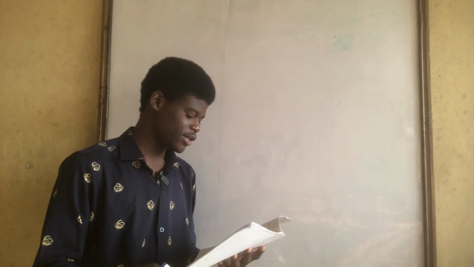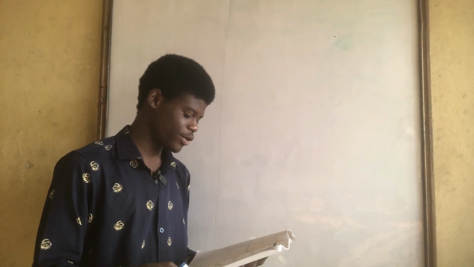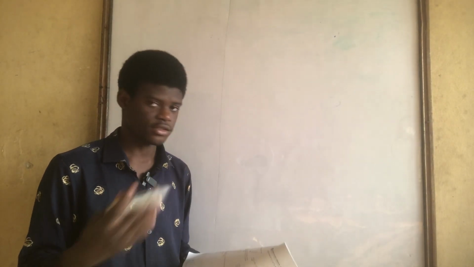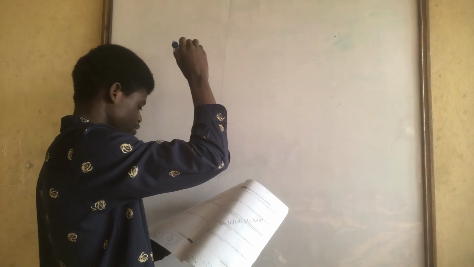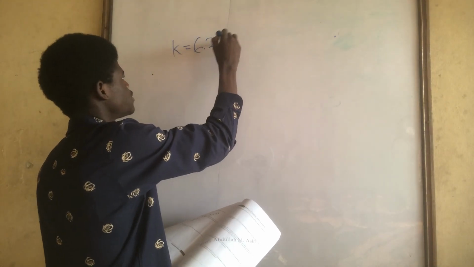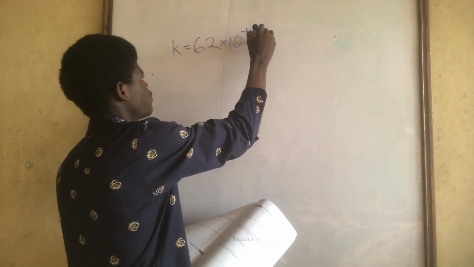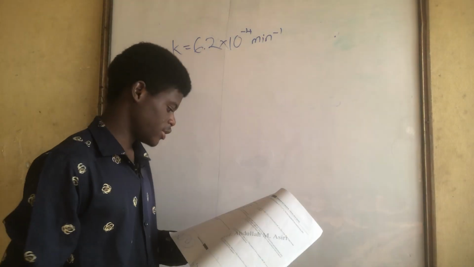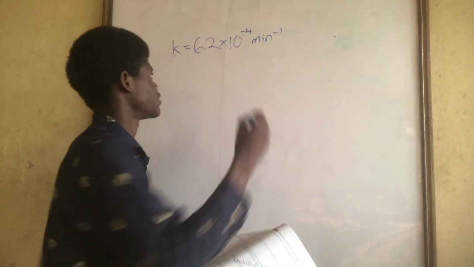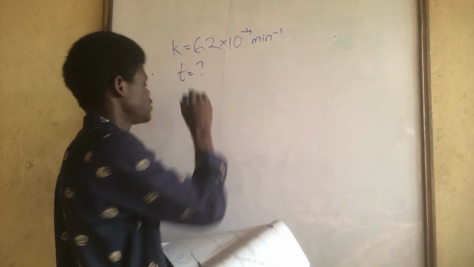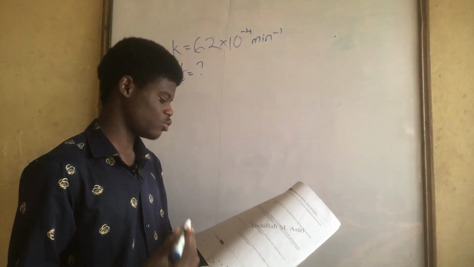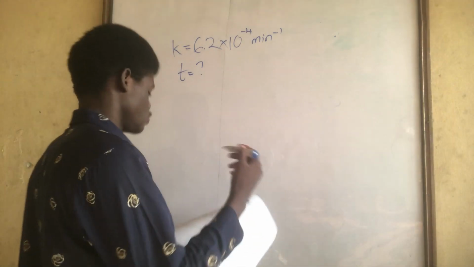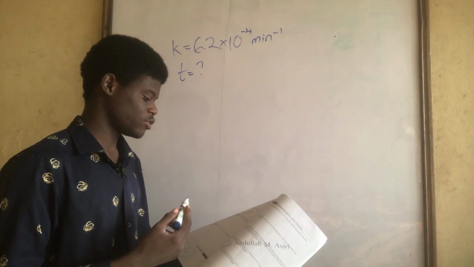Question number 27. They said the isomerization of cyclopropane to propane follows first order kinetics. That means a first order reaction. At 700 Kelvin, the rate constant for this reaction is 6.2 times 10 raised to power minus 4 per minute. And they ask, how many minutes are required for 10% of a sample of cyclopropane to isomerize to propane? They're asking us for the time.